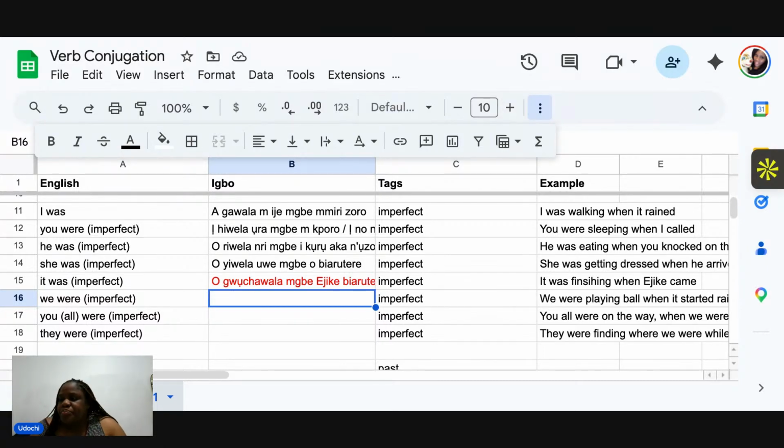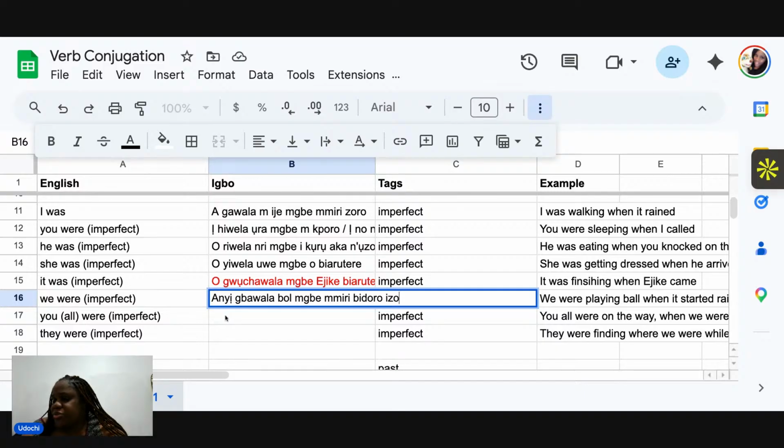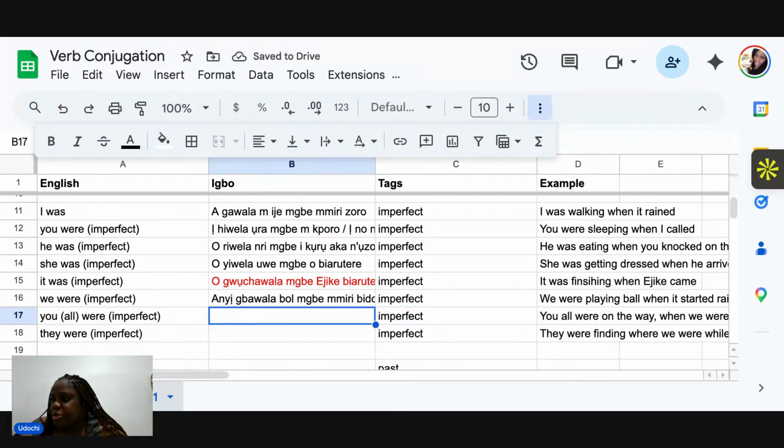When I have the time, we were playing ball when it started raining. Well, this one I'll say Anyi, Anyi for we. Anyị gbawala ball mgbe mmiri bidoro izo. That one is we were playing ball when it started raining.